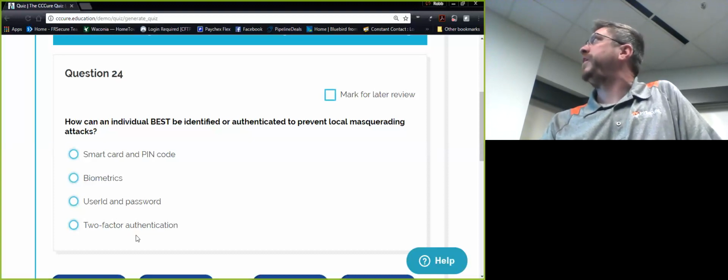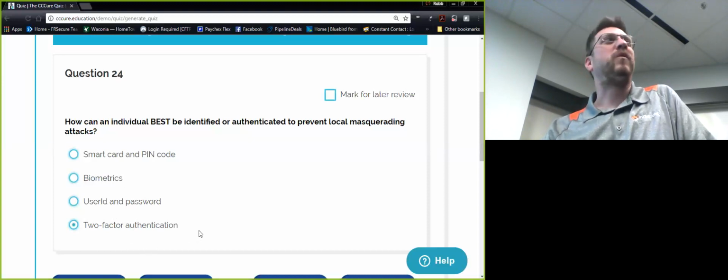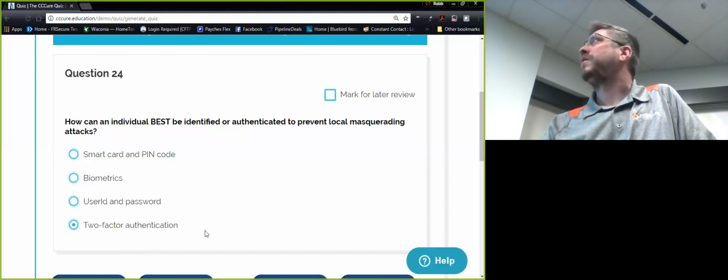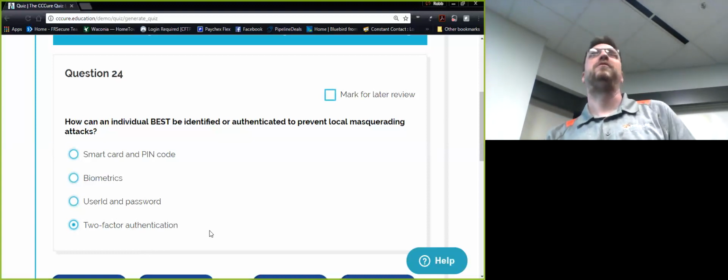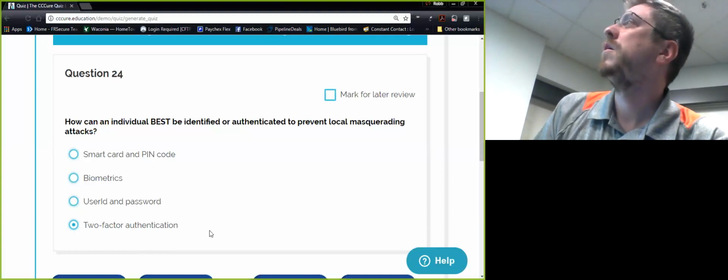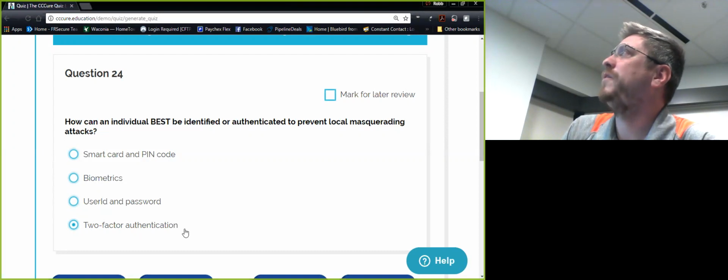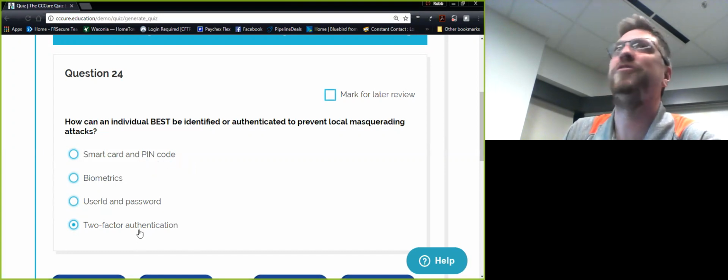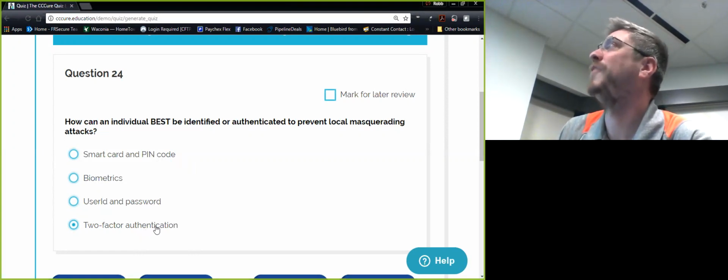Best be identified or authenticated to prevent local masquerading. I'm going to go with two-factor, because the others can be spoofed. Yeah, I'm struggling too, because it could be anything. So smart card and PIN is part of two factors, therefore I would go with the overall. Yeah, I would say two-factor.